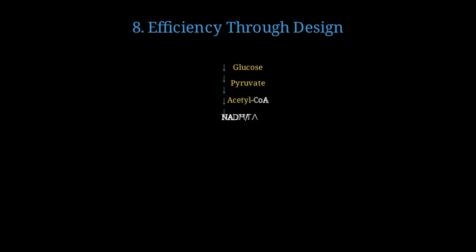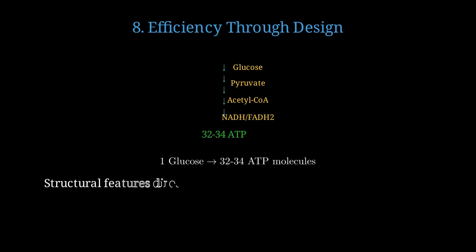From one glucose molecule, the mitochondrial system can produce 32 to 34 ATP molecules, representing about 40% efficiency. One glucose molecule yields 32 to 34 ATP through the combined processes of glycolysis, citric acid cycle, and electron transport chain. Every structural feature of the mitochondrion contributes to maximizing ATP yield from each glucose molecule.